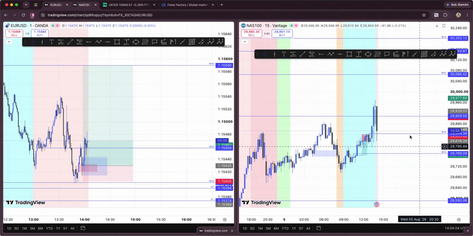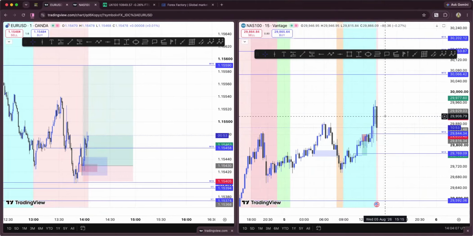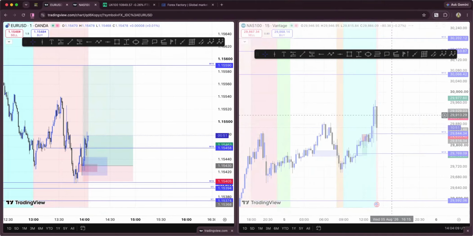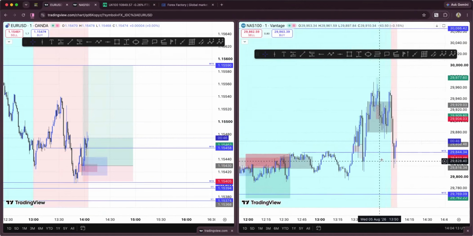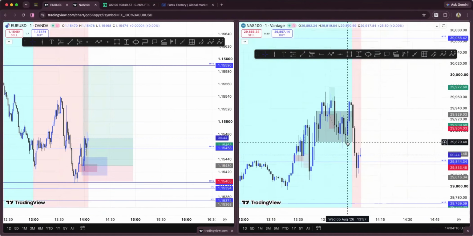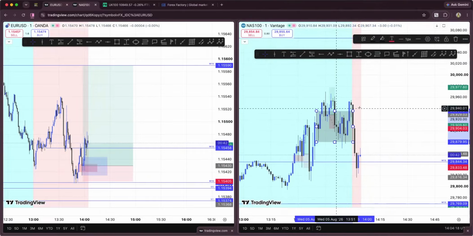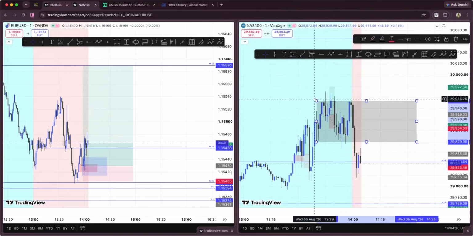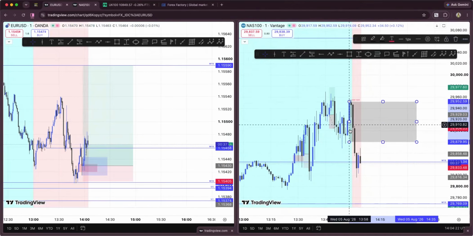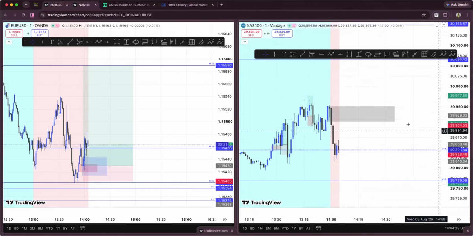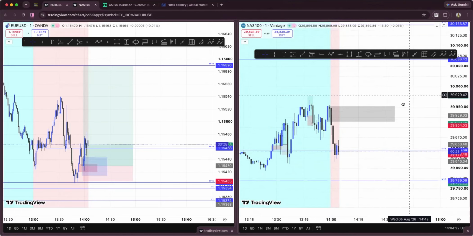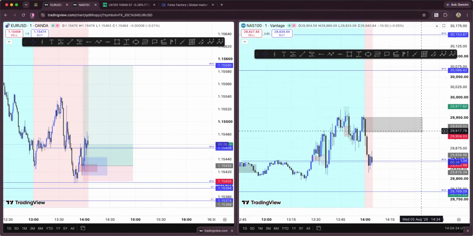NAS100 just found demand, so I'm deleting my supply. I'm waiting for confirmation on or inside this demand. I'm looking for this invalidation right here to then give me a confirmation to go up. So let's see how this one also plays out.